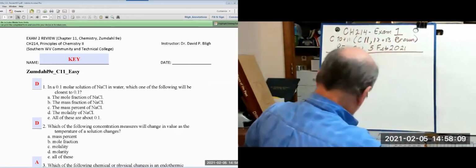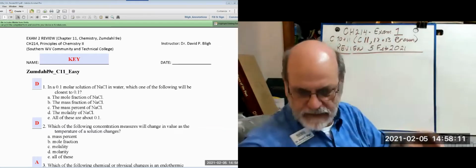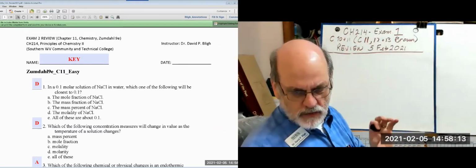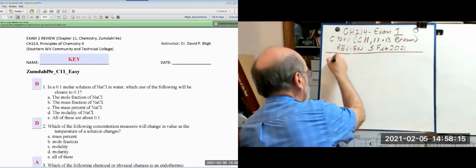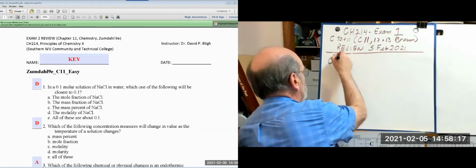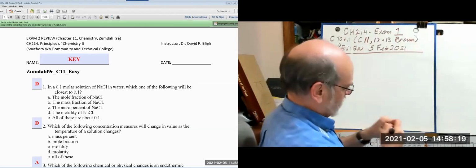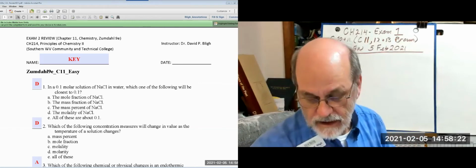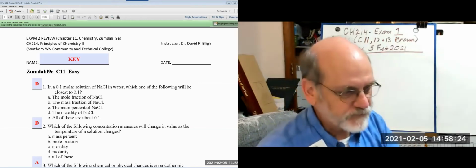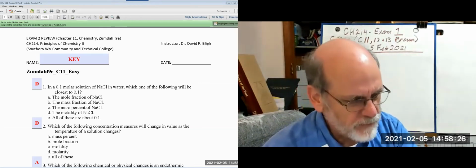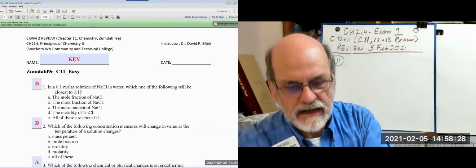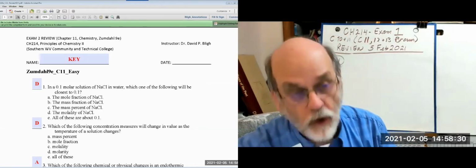Okay. Now we're into chapter 11 in my textbook. Here we go. Chapter 11. And we're going to do the whole first page.